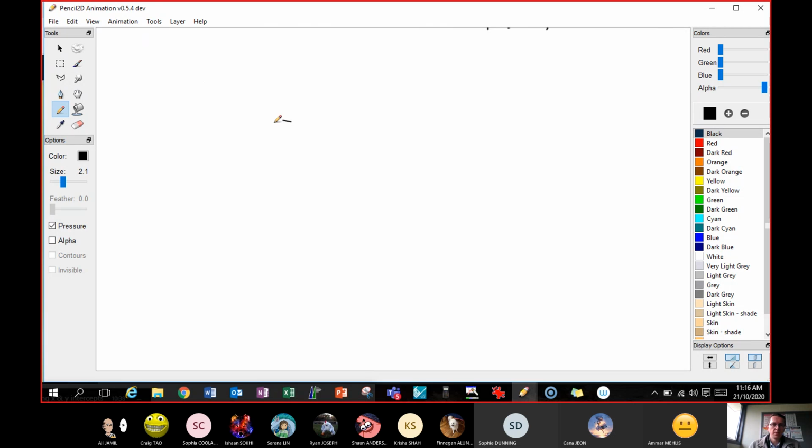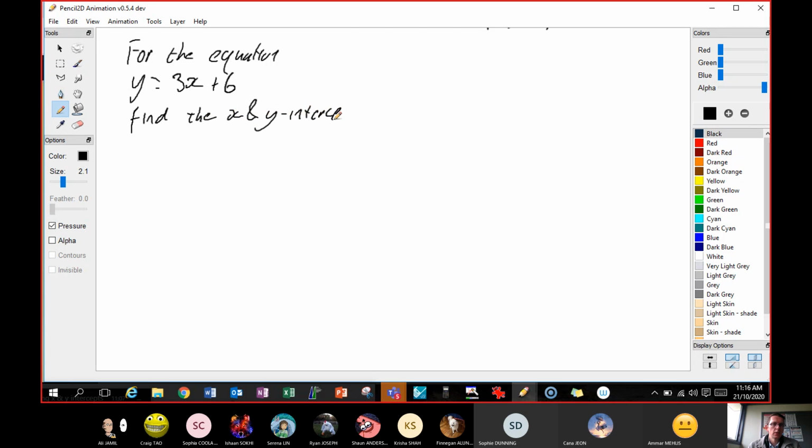So we will look at this. For the equation y equals 3x plus 6, find the x and y intercepts and graph, and hence graph the linear line.